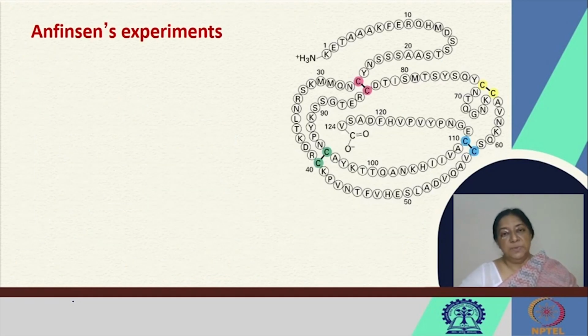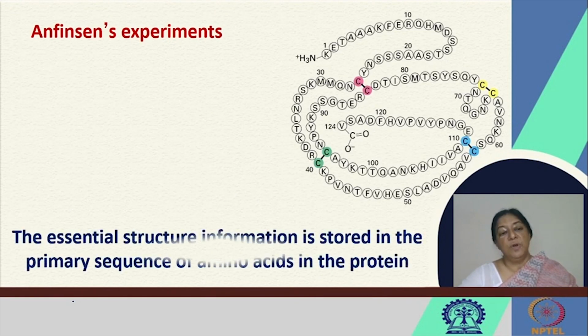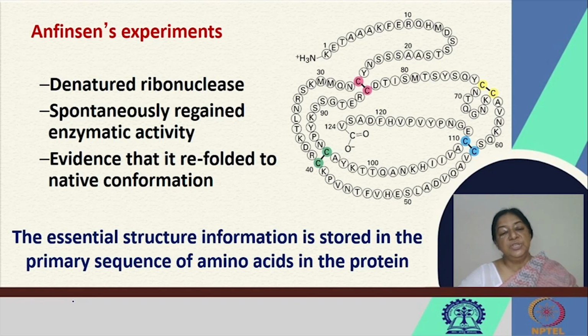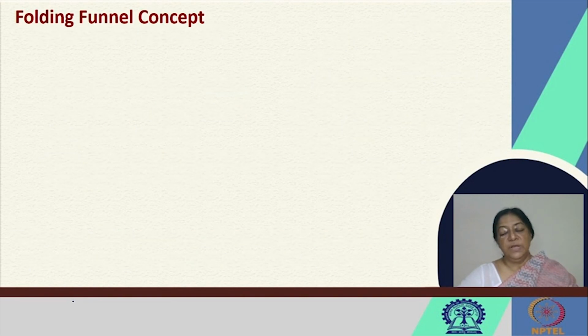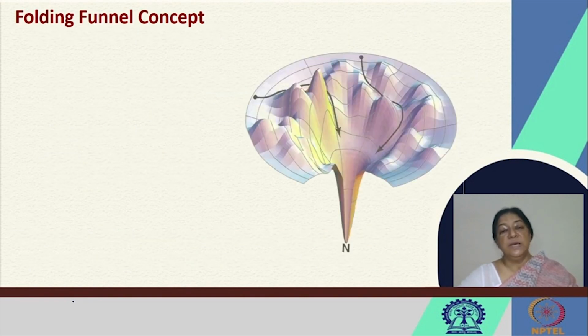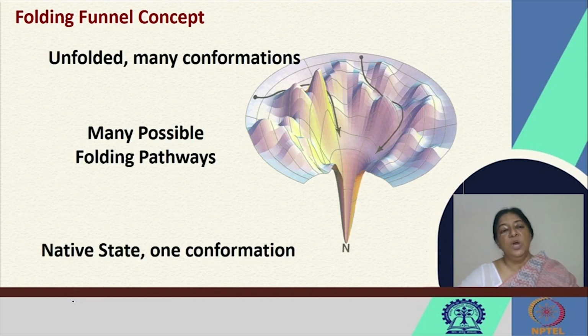In Anfinsen's experiment, we came to know from the experimental details that the essential structural information was stored in the primary sequence of the protein. And this information was extremely important to understand that we have a folded protein. The elements of protein folding were discussed also in a folding funnel concept, where we looked at the many conformations that were possible when the protein was unfolded, looking at specific prediction pathways that would take us to the one conformation, the native state.